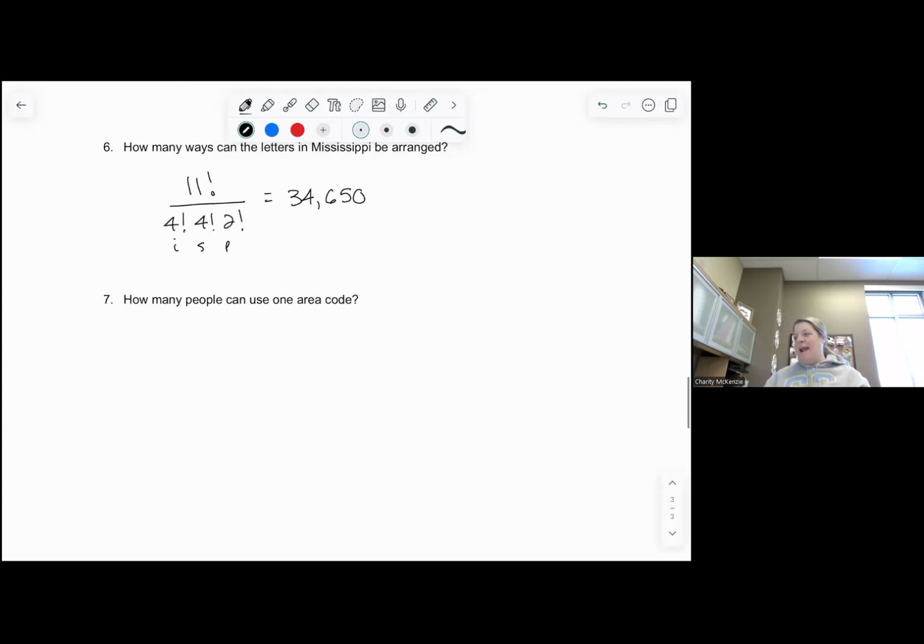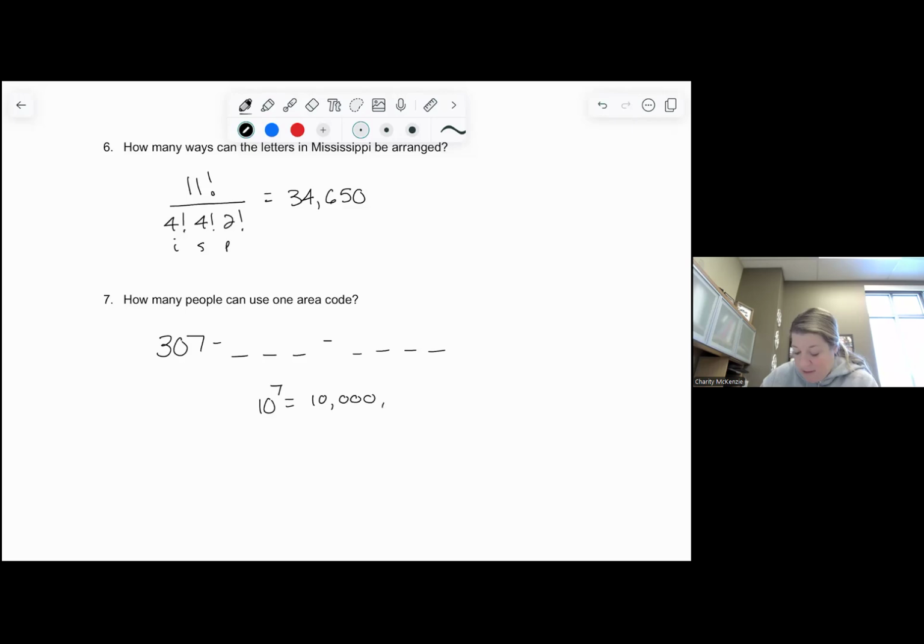Well, let's think about an area code. How many people can use, let's just use our Wyoming area code, how many people can use 307? Well, then we have 3 spots, right? And then 4 spots for a phone number. So we have 7, right? 4, 5, 6, 7 more codes here. How many numbers can I use for each spot? I can use 10. So this is leaving 10 to the 7th more numbers, or 10 million.